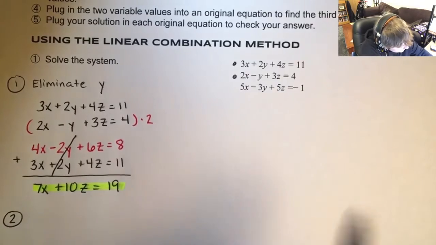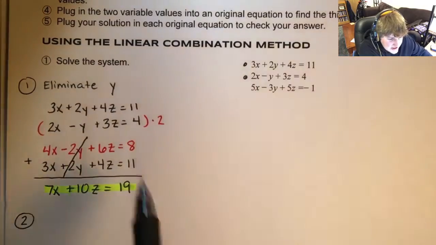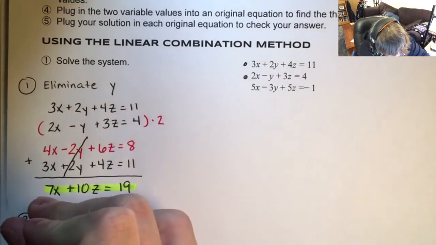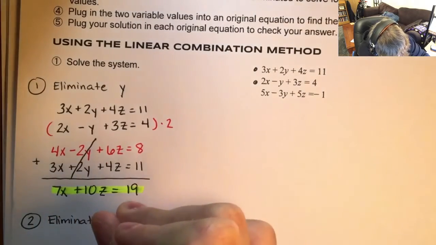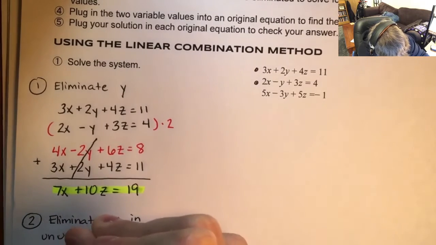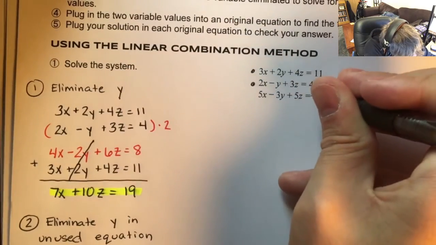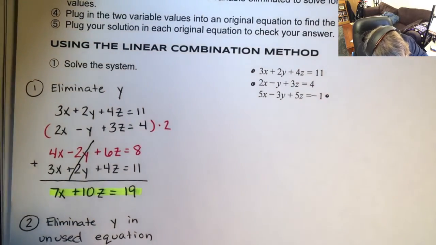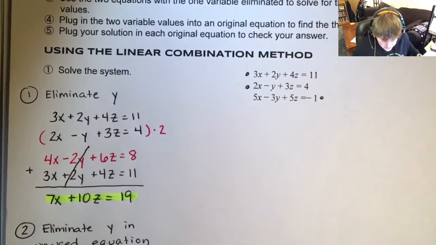What we want to do is eliminate the y's again, but we have this third equation that's unused. So the second step is I want to eliminate y again, using the unused equation. I'm going to put a little dot to the right-hand side, indicating that this is what I'm using in the second step, but we still need another equation so I can actually eliminate the y variables.